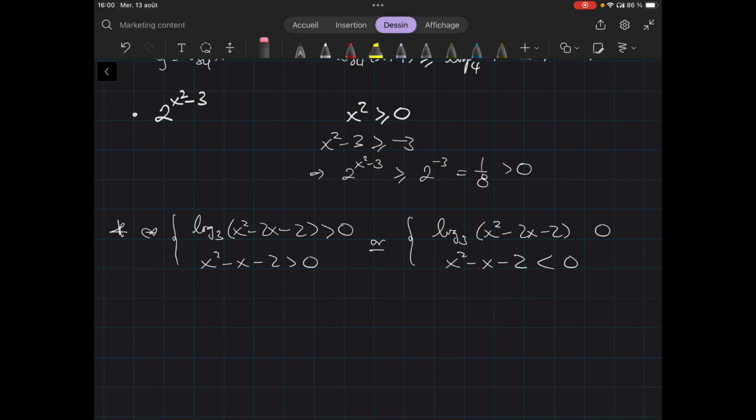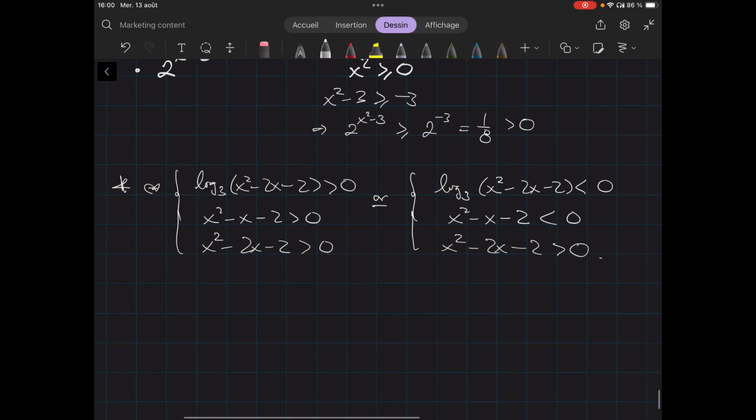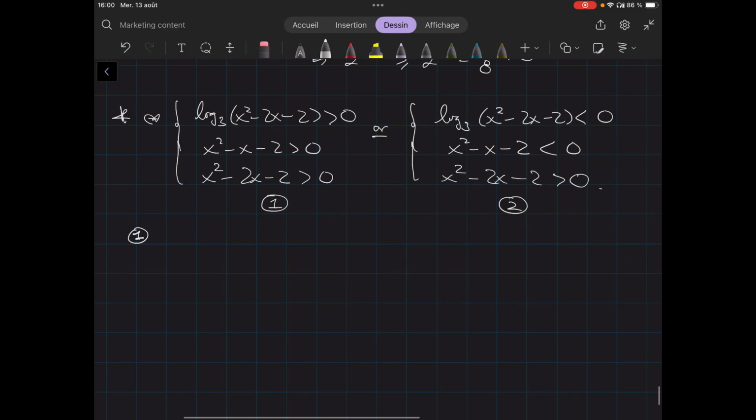Sorry, that should be a negative. If you want to be extra careful, you should also include the very last condition, that the argument of a logarithmic expression must be positive. So let's solve the first system. First equation gives us x less than negative 1 or x greater than 3.